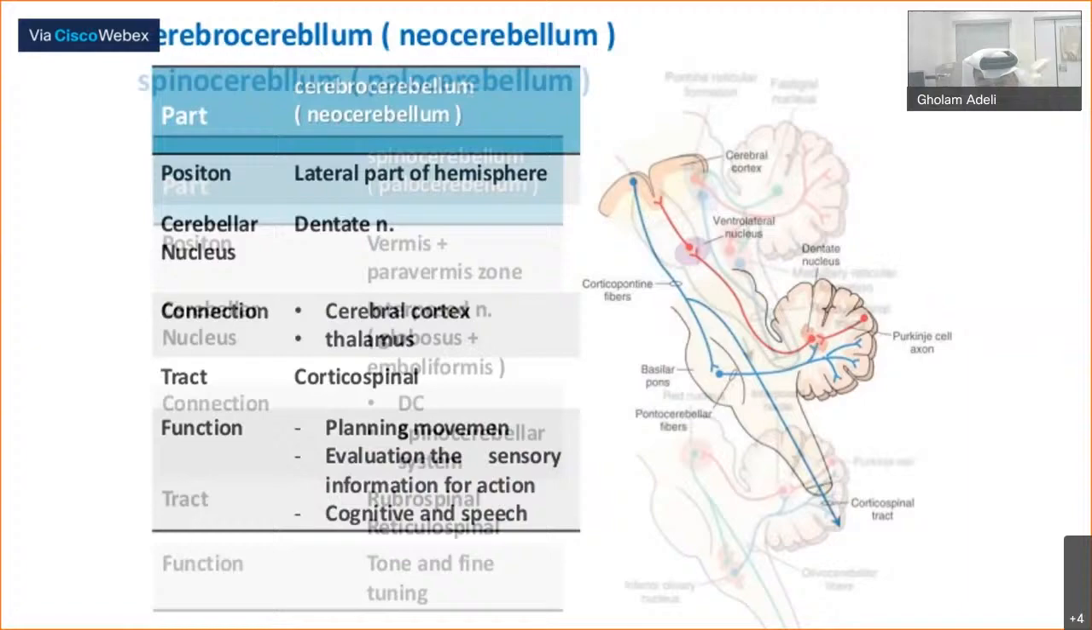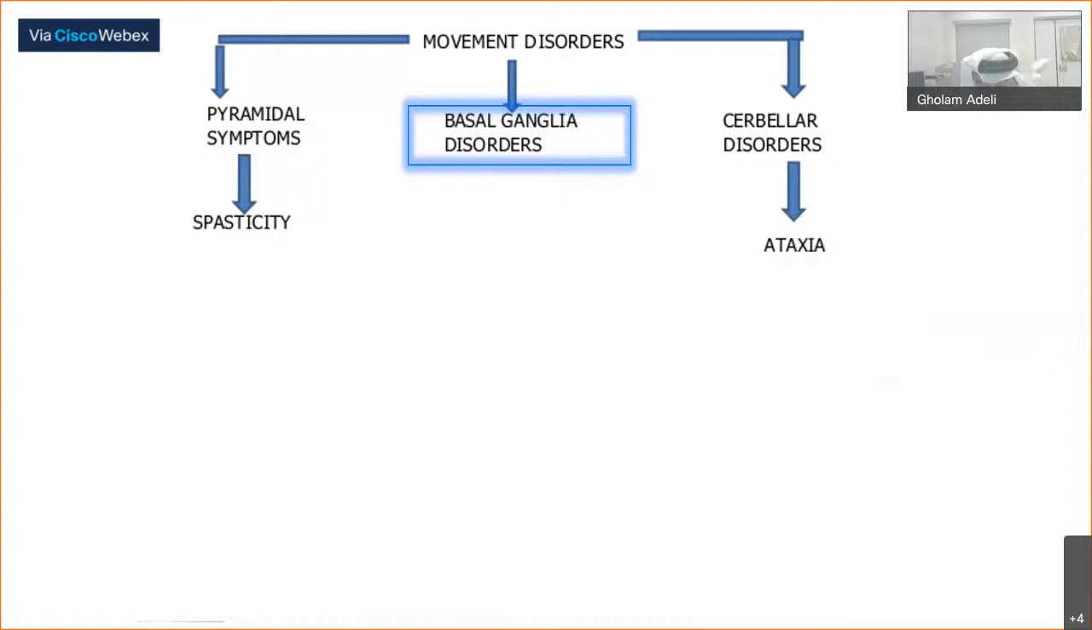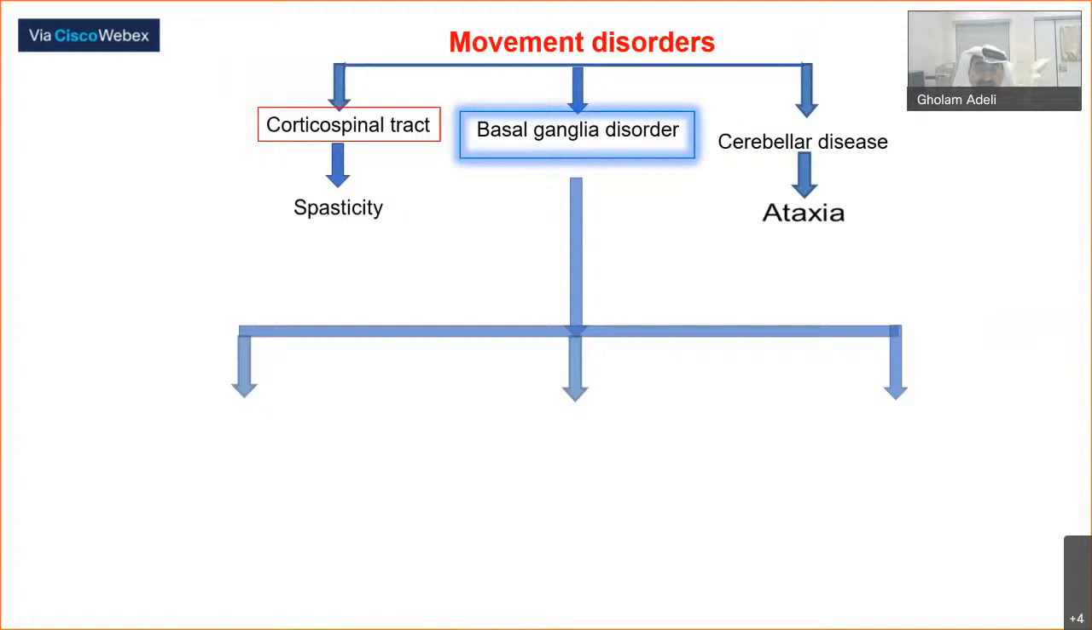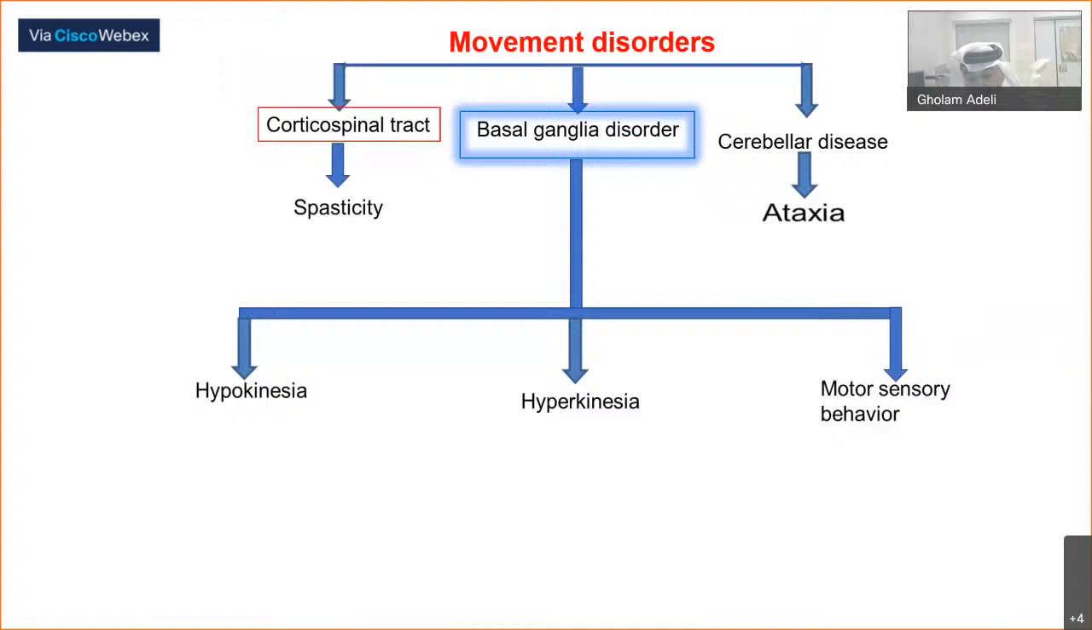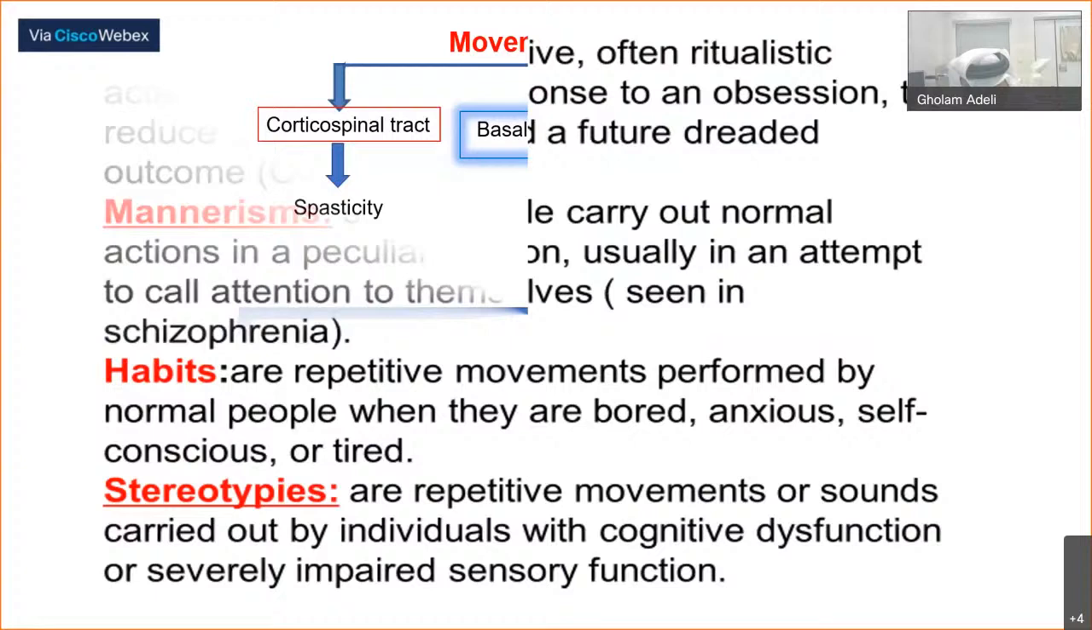So by understanding spasticity and ataxia, we go to the major part of this lecture, which is the basal ganglia. When we say basal ganglia disorders, we are talking about hypokinesia, which is like a low function, and hyperkinesia, which is more or extra function. In between these, there are some confusing things that some people always refer to neurology, like motor and sensory behavior. For example, compulsion and mannerism, although these are related somehow to the basal ganglia, I will try to take them out of our way, just explaining them in a few minutes.